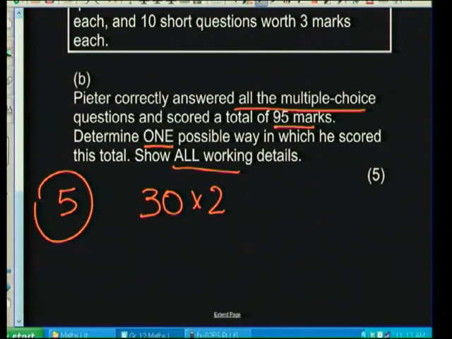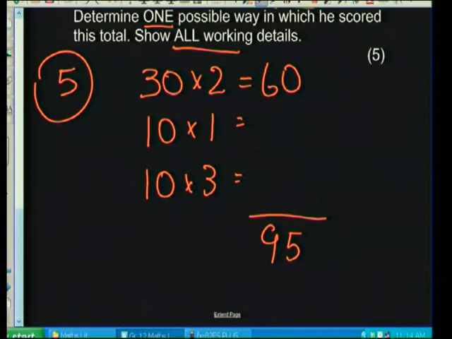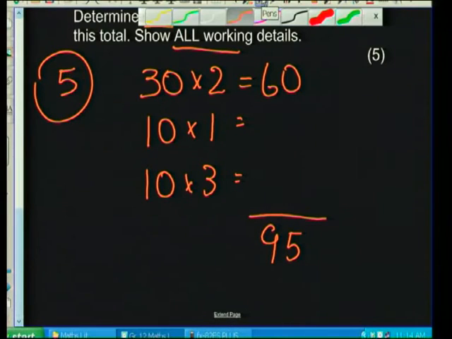So what we need is for him to lose 5 marks. We know that the multiple choice was correct. So remember, there were 30 multiple choice questions and they were each worth 2 marks. So that is already 60 marks that he's achieved for that. Then we had 10 questions that were 1 mark each, and we had 10 questions that were 3 marks each. But I need this total to be 95, so I need to lose 5 marks. So what I can do is I can lose all 5 marks here. And let's get a different color so we can see this. I'm going to make that add up to 30.